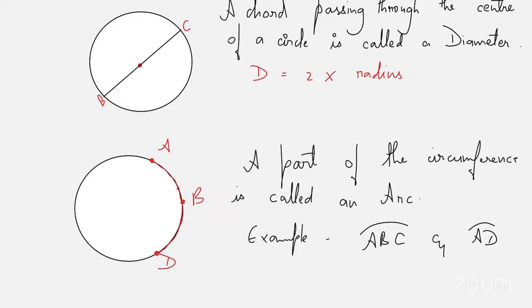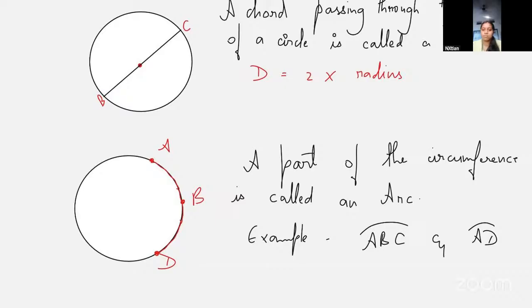Ma'am, where is ABC? Where is the C point in this circle, ma'am? Oh, sorry, not C. I mean ABD. I mistakenly wrote C. It is A, B and D. ABD and AD. AD is the black arc. ABD is the red arc. So this is about arc.